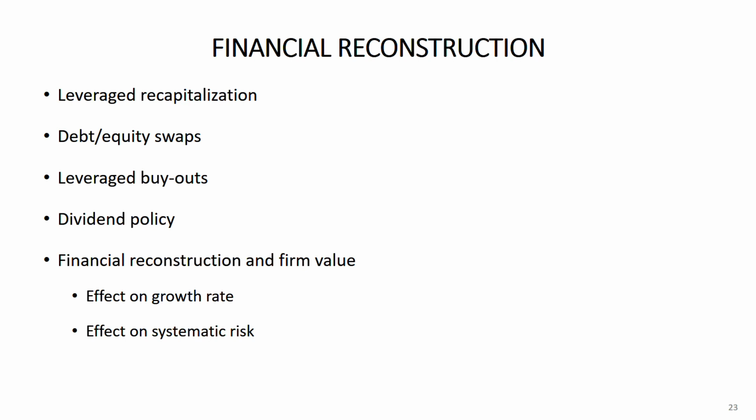Out of these four financial reconstructions, debt equity swap and dividend policy are the two mostly used. And make sure that you know the advantages and disadvantages of LBOs, mainly of going private. Next, leveraged buyout. So you need to know the advantages and disadvantages of going private.